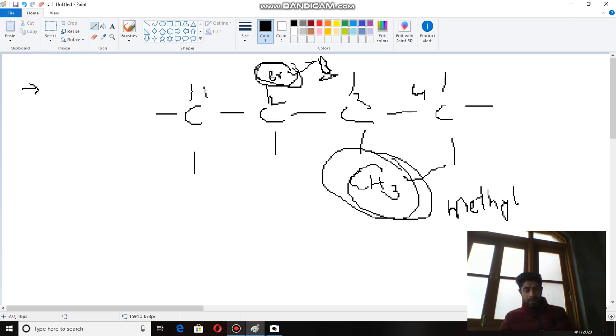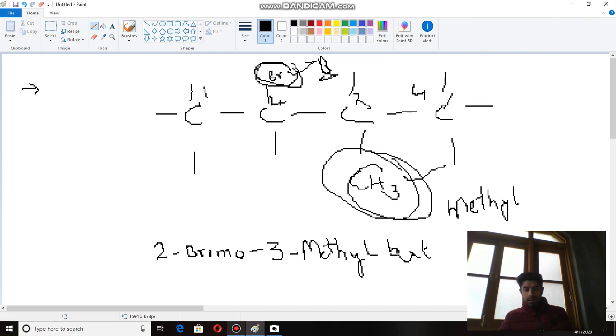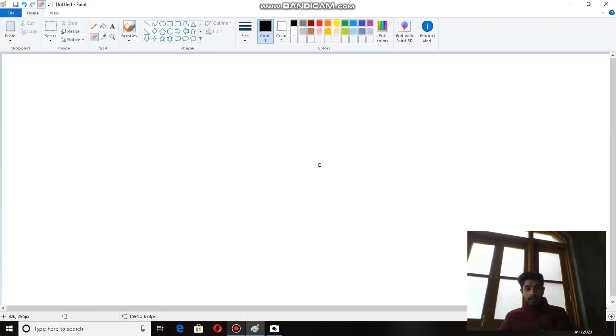Which comes first? This is B. So while naming this compound, it's at 2. At 2 we have bromo, and at 3 we have methyl, and these are the secondary prefixes. Then comes the word root. Word root is but, and similarly A N E. I hope you are getting this.